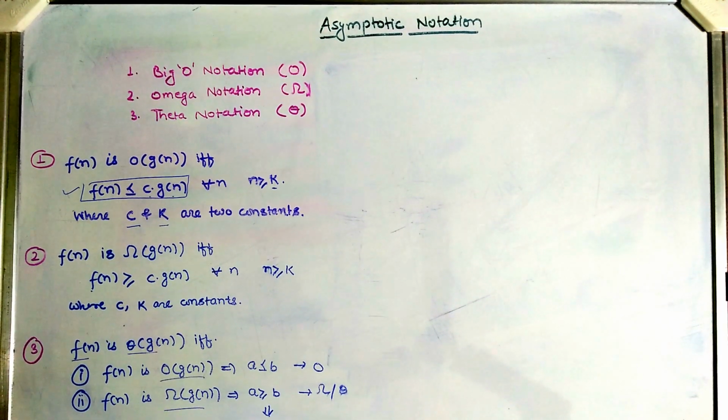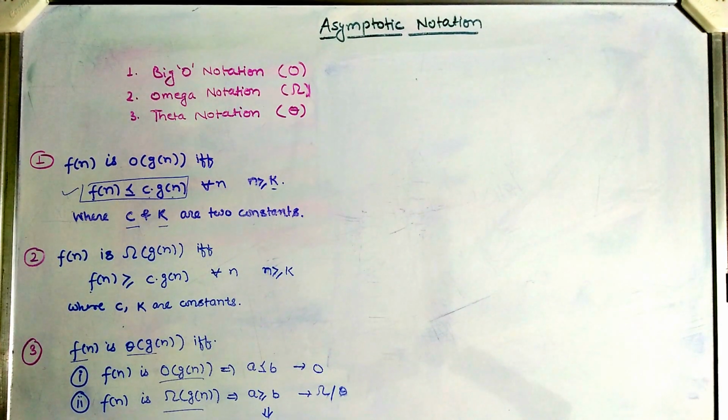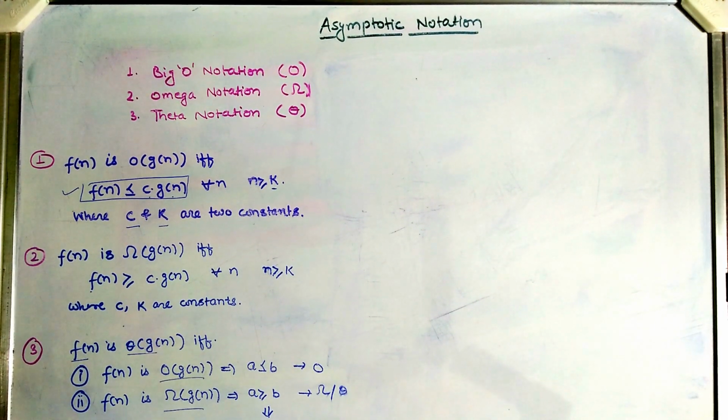Hello guys, this video will focus upon asymptotic notation for algorithmic analysis. In the previous lecture, as we have discussed, there are two types of analysis that are performed on algorithms. One is exact analysis, the other is approximate analysis.